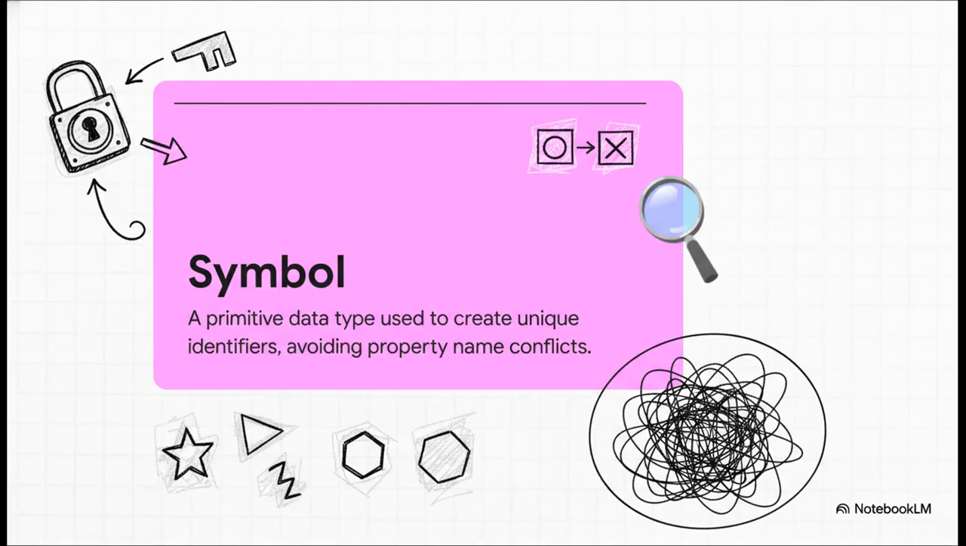And really quickly, let's touch on symbols. A symbol is a completely unique, one-of-a-kind value. The best way to think of it is like a secret key. Its main purpose is to let you add properties to an object without any risk of accidentally overwriting a property that some other library, or even you, in the future, might add with the same name.